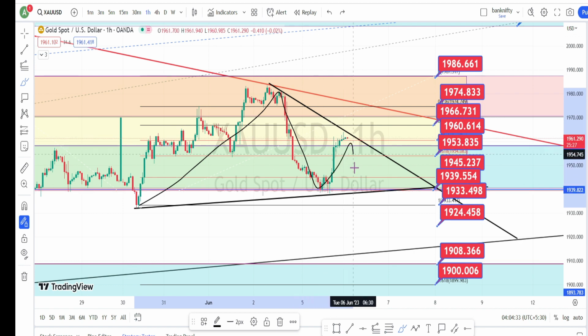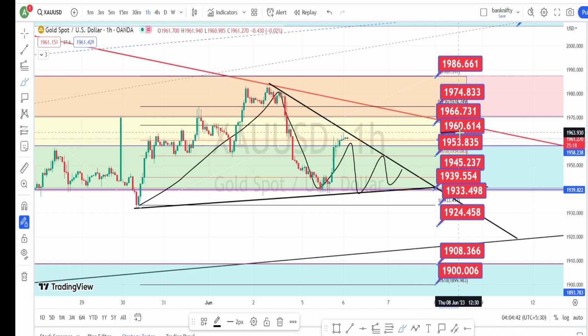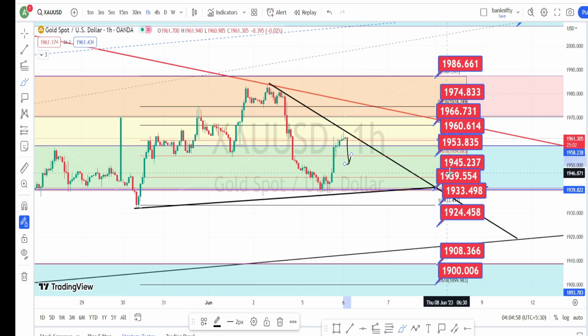It is now consolidating within this resistance and support line from the hourly time frame, and currently the price action is trading between the resistance level of 1960 and support level of 1953. Once the price action breaks the support level of 1953 on the bearish side, the next level of support is going to be around 1954, 1939, 1933, 1924, 1908 and 1900.